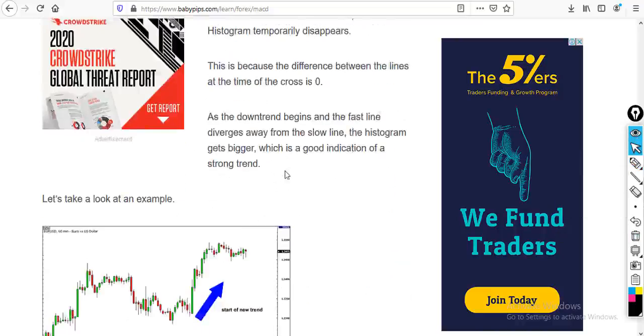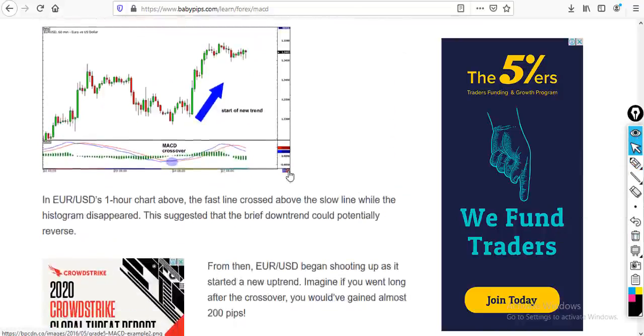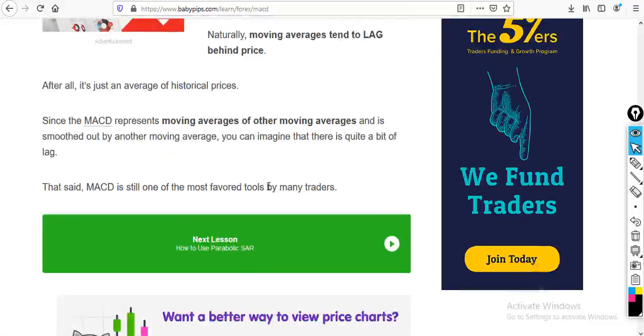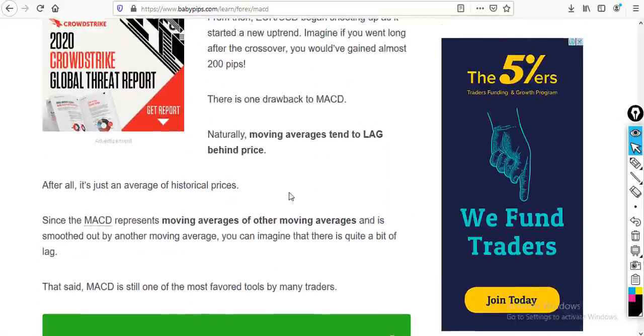Just understand this in your trading toolbox right now. We'll have more examples here from Babypips. Look at the crossover here. This is a 1 hour chart of the EUR/USD. And when the blue line crossed the red line here, what happened? The trend started and the prices of the market pushed up. So we are basically on the right track. We are learning something different, but it is important for us to know this.